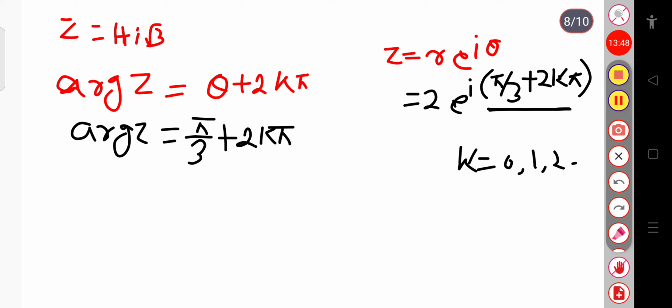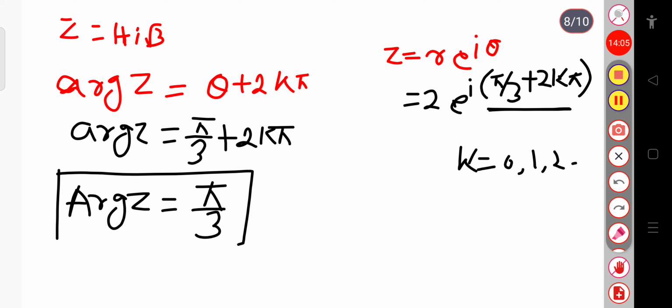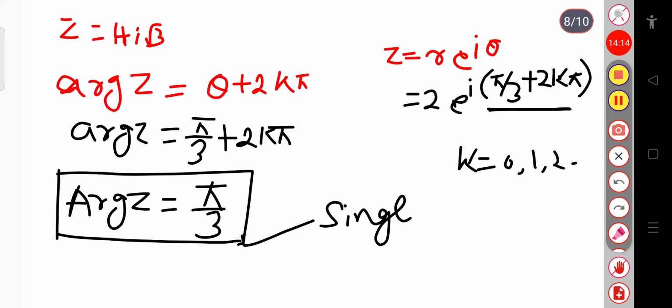Now, the capital argument of z is known as the principal argument. This is the original part, or you can say this is the single valued function, that is it has only one value, that is pi by 3. This pi by 3 is the original or first value that we have calculated, and we can say that this is the single valued function. Capital argument of z is the single valued function, so it has only one value.